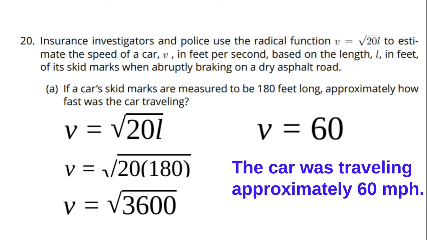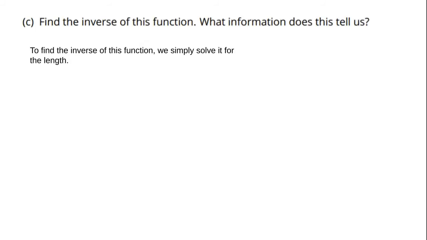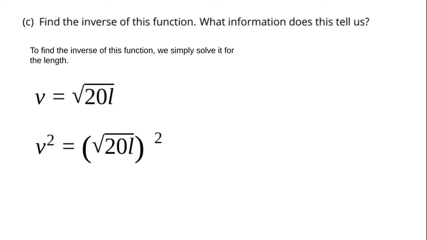And I'll let you do B on your own, but I want to talk to you about C for just a moment. On part C, it says find the inverse of the function, and what information does that tell us? To find the inverse of this function, basically we're just solving it for length. Because basically we're supposed to switch variables, but actually all we have to do is solve it for length. And when we do that, we would square both sides to get rid of the square root on the right side.